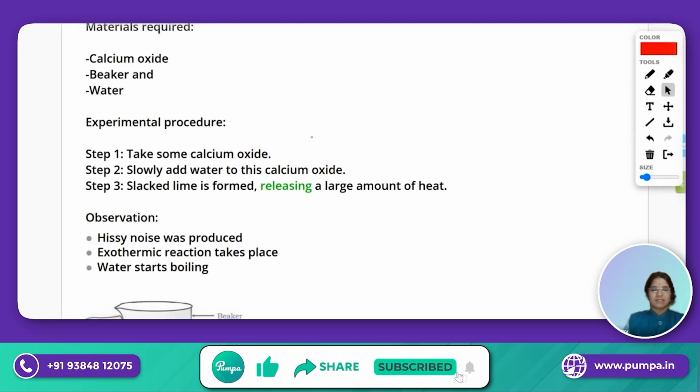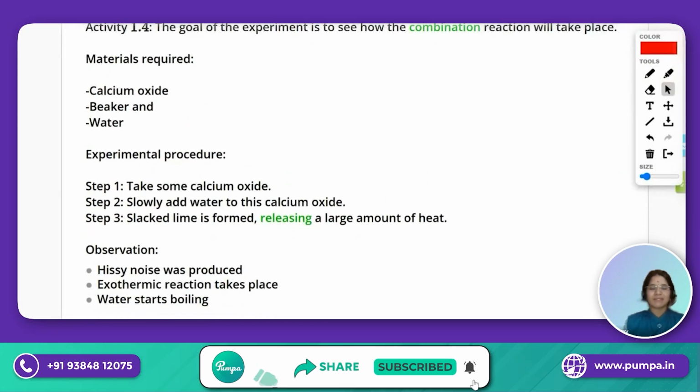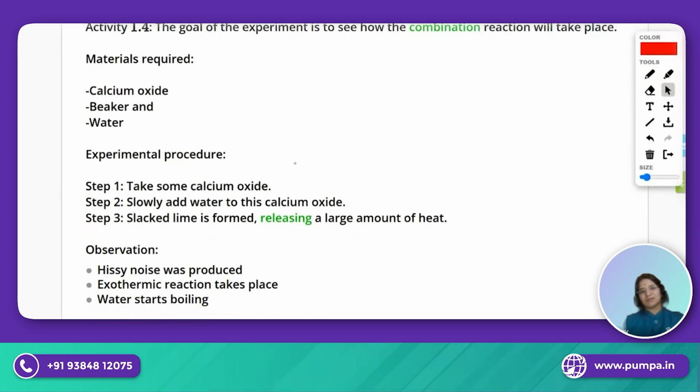Okay, so next. There are activity based questions, plenty of activity based questions from the 10th.